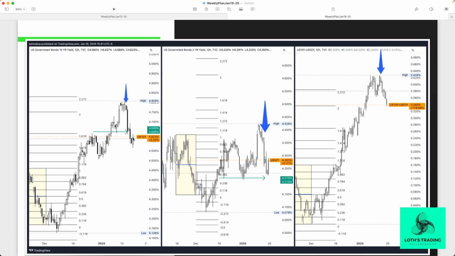So people started to close their short positions on bonds, they started to buy bonds, closing their shorts, and as a result, the 2-year and the 10-year both came down quite a bit.